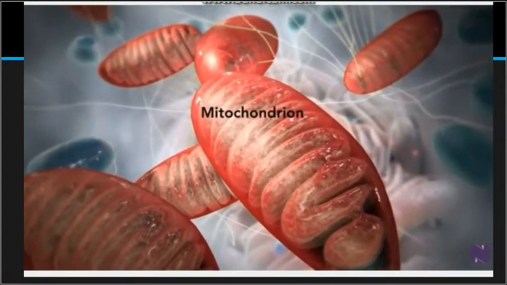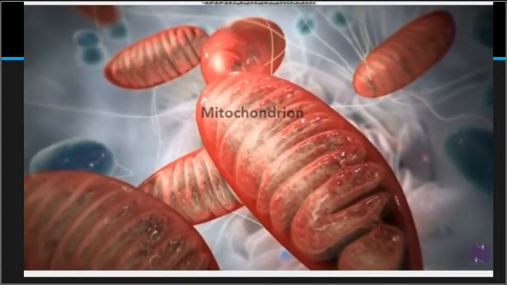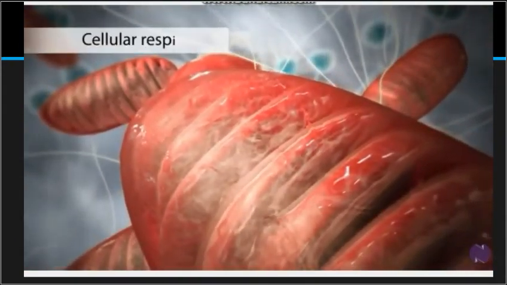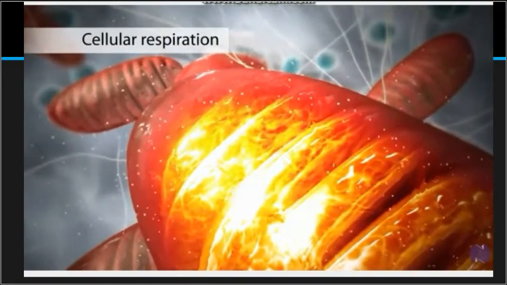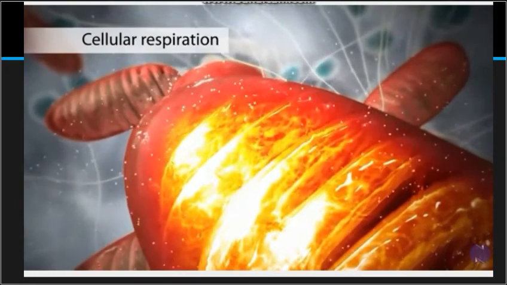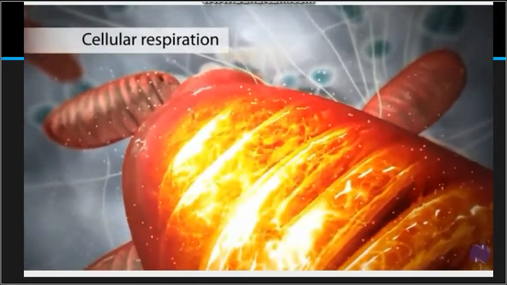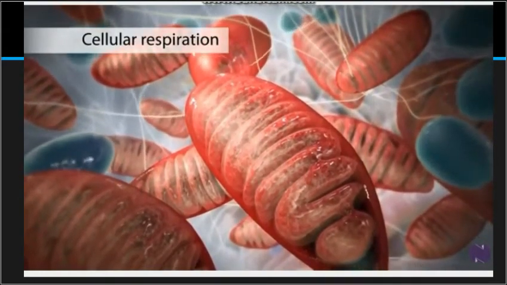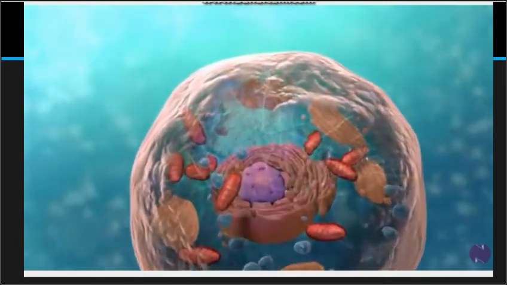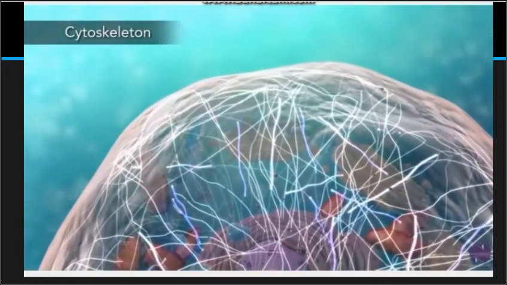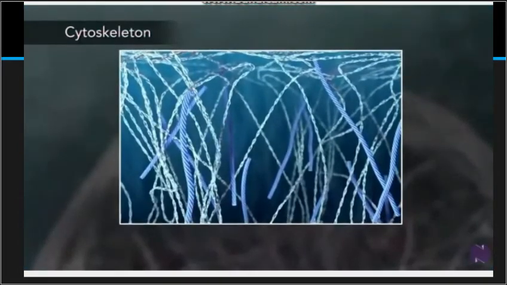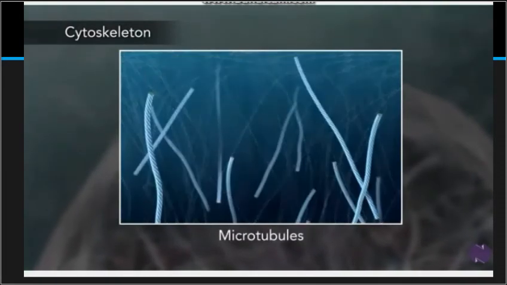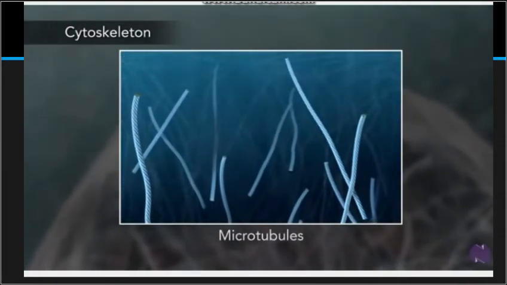The mitochondrion is an organelle that is the powerhouse for both animal and plant cells. During a process called cellular respiration, the mitochondria make ATP molecules that provide the energy for all of the cell's activities. Cells that need more energy have more mitochondria. Meanwhile, the cell maintains its shape through a cytoskeleton. The cytoskeleton includes the thread-like microfilaments, which are made of protein, and microtubules, which are thin, hollow tubes.